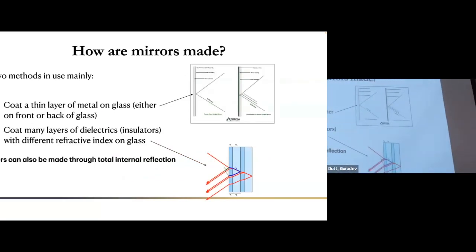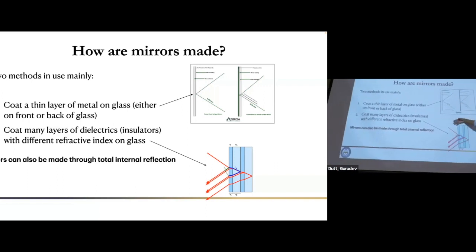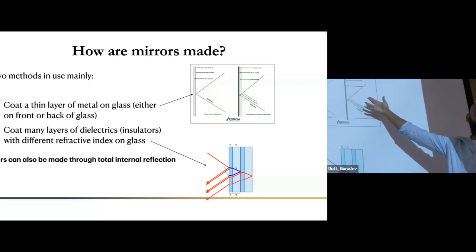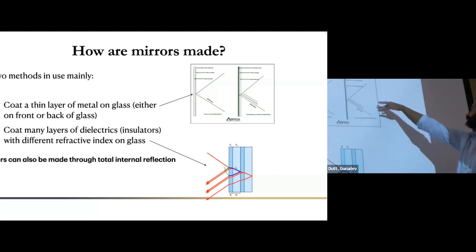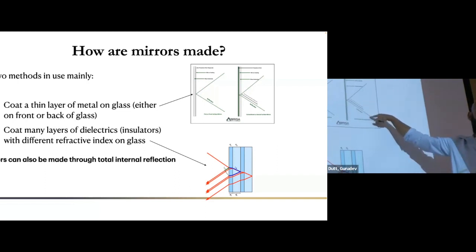So, very briefly, I just want to say something about how mirrors are made. In most situations, it's easy enough to coat a thin layer of glass on the back side with a metal. The metal is pretty reflective, and so that protects the metallic surface. You can just cover it up, and then when you look from the front, there will be the reflection from the metal surface.